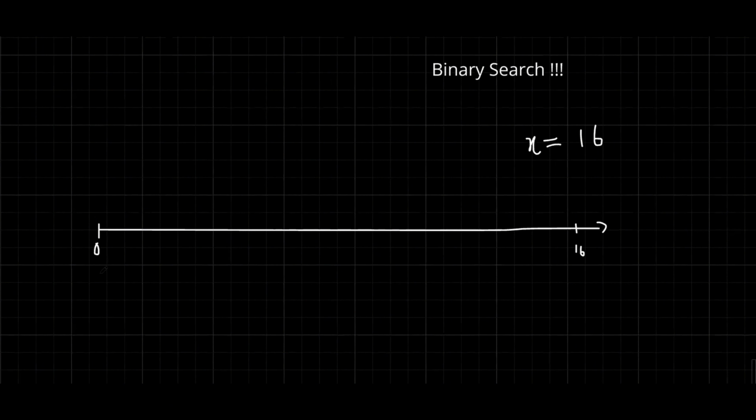Now, we are taking two pointers. One is low, which is pointing to 0, and another is high, which is pointing to 16. Now, we have to calculate the mid value of low and high. So the equation will be low plus (high minus low plus 1) divided by 2. This is the mid value, which is represented by n. Suppose here the mid value is pointing to this position, which is 8.